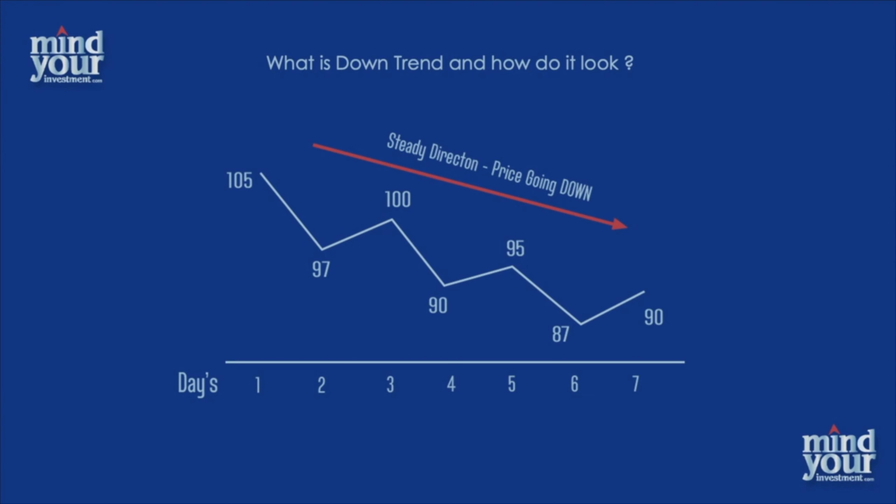So similar to the last example which we saw in the uptrend, the price was moving in a zigzag pattern. Here also you'll see that the price is moving in a zigzag pattern, but it is going down. So it started off at 105 and fell down all the way to 90. Now what you have to do before a downtrend starts is you have to exit your long position.